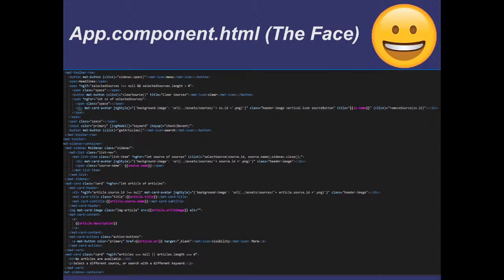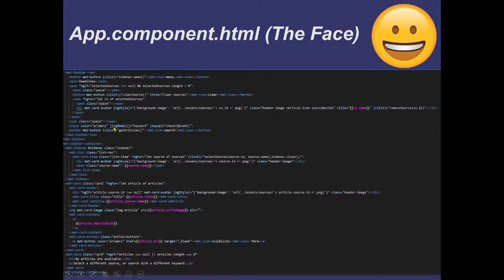So we've got a button to clear sources. We've got an avatar, which is a little picture, which is going to show each of the sources. Then we've got some space in between, and then the keyword field. And in the keyword field, we've got the key up event, like I mentioned a moment ago. It's going to call the check method, and it's going to send in whatever key they typed.